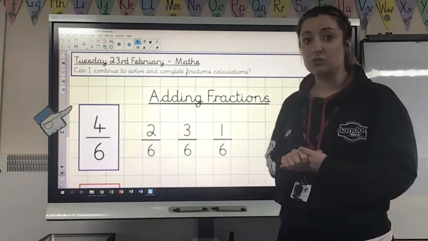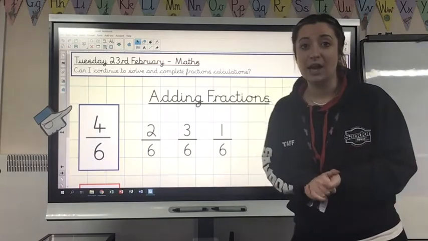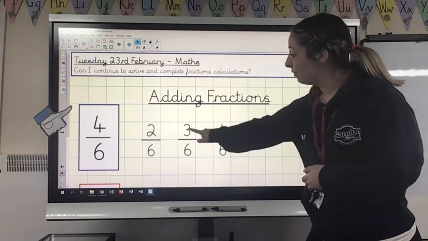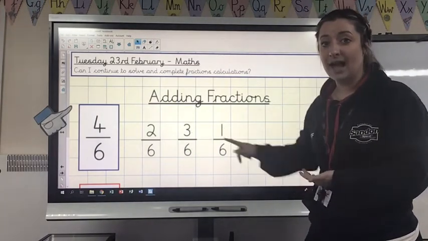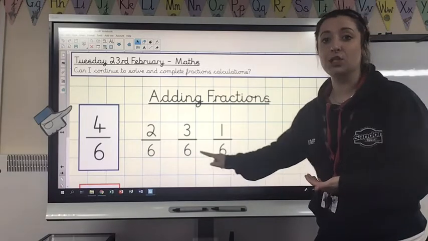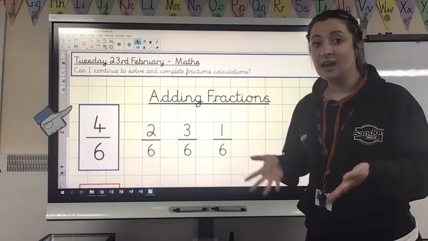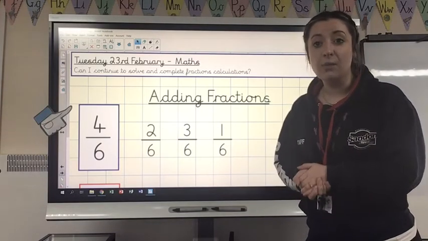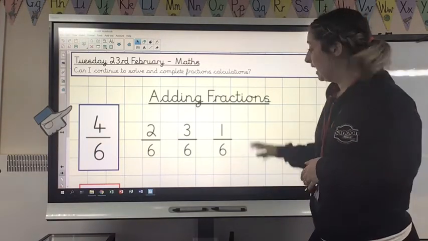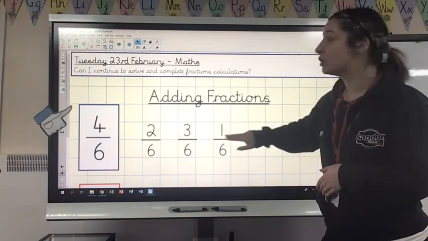I think we might know it already, and hopefully you've spotted it at home as well. So we've got 3/6 and 1/6. Now our denominators stay the same. 3 and 1 is 4. Well done. So we know 4/6 is the total when we add these two together.